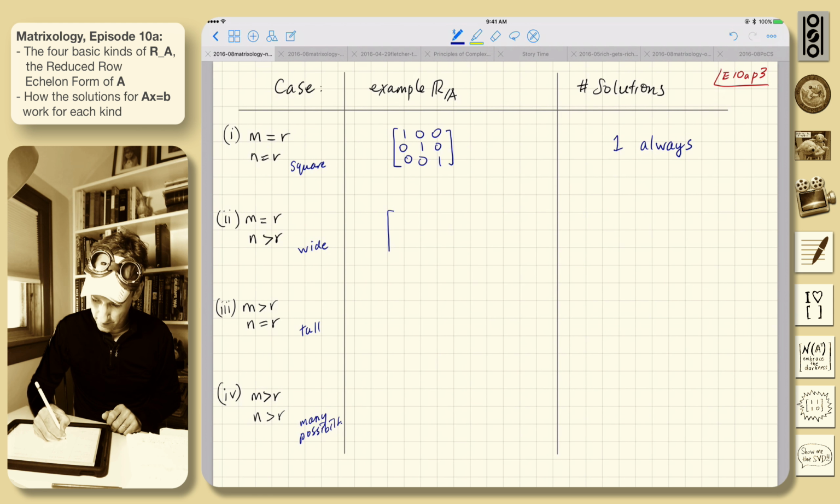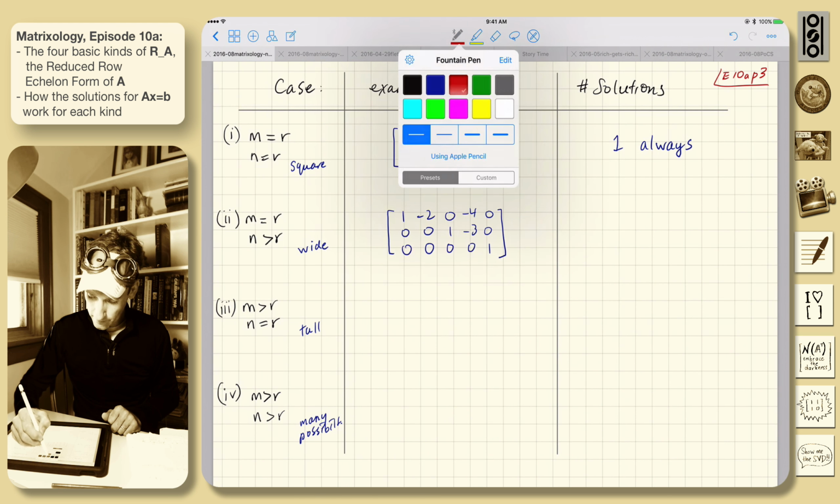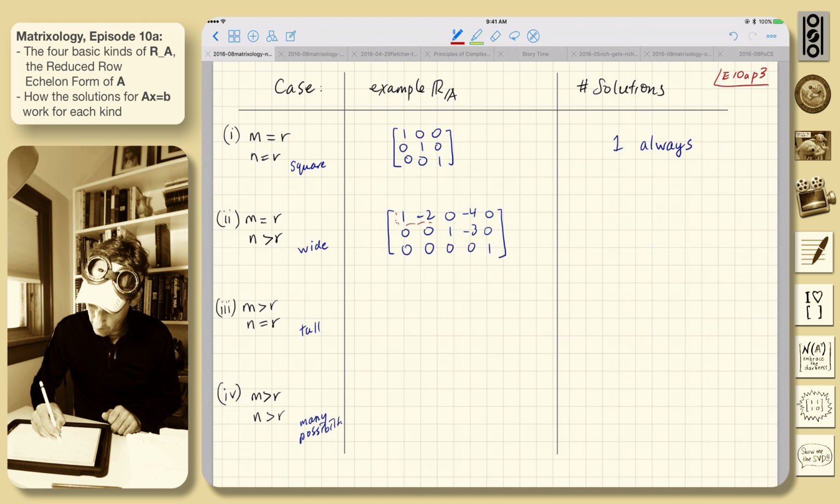I'll give you one. It doesn't have apples. 1, minus 2, 0, 0, 0. And then 1, say, minus 3, minus 4. This one. All right, here's our structure. So it's going to be pivot, free, pivot, free, pivot.